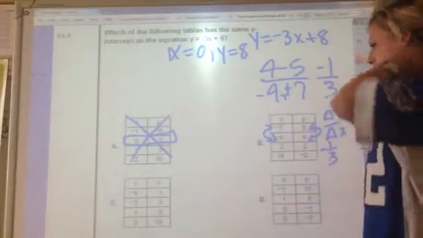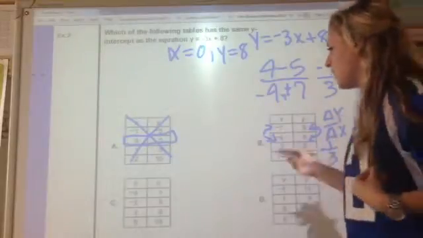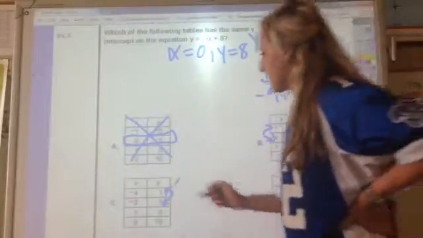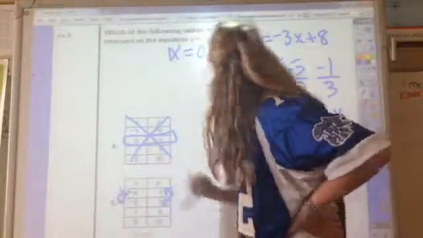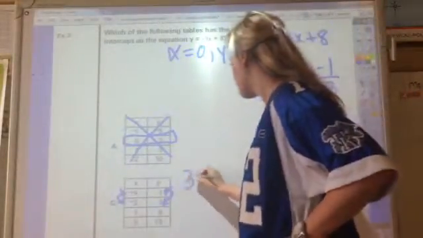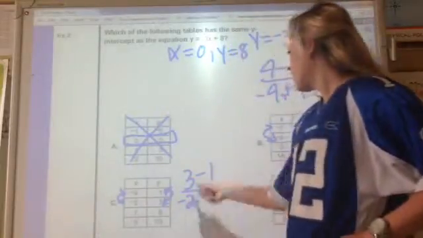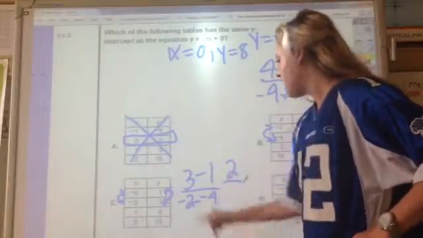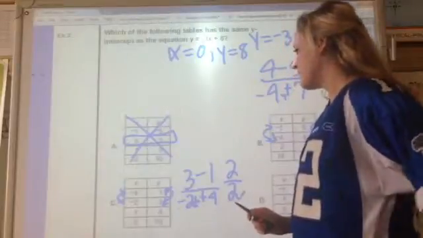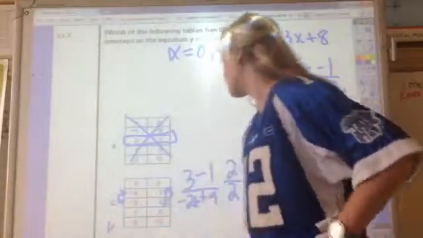Let's go ahead and find the slope of C. Answer choice C. All right, so again, I want to find change in y over change in x. So I'll have 3 minus 1 over negative 2 minus negative 4. 3 minus 1 will leave me with 2. And negative 2 minus negative 4, if I keep change, will leave me with 2. That is going to leave me with a slope of 1.